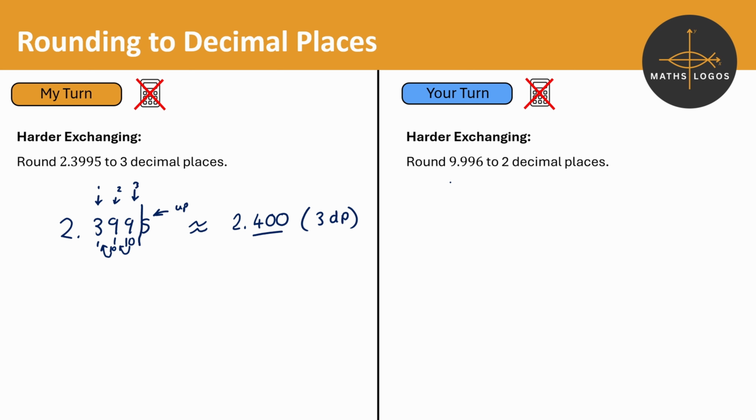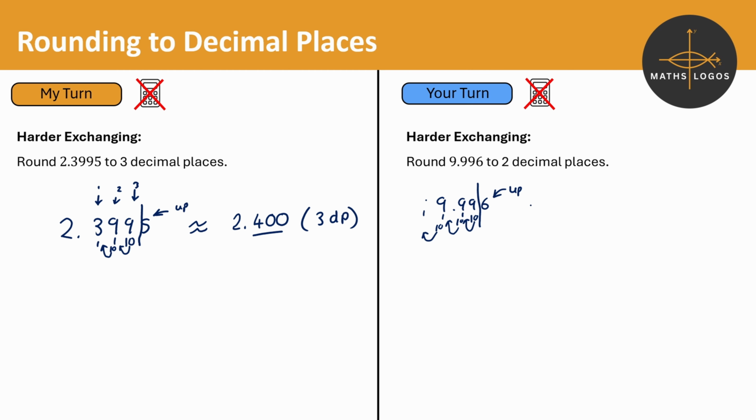Okay, round 9.996 to 2 decimal places. So draw your line after the second decimal place. Make your decision based on this digit to go up. The 9 would go up to a 10, which means we need to exchange for 1 more in this column. But 9 and 1 gives me 10 again, which means I need to exchange for 1 more in this column, which means I have 10 units. Technically, yes, I'd then need to exchange for 1 in the tens column, like this as well.